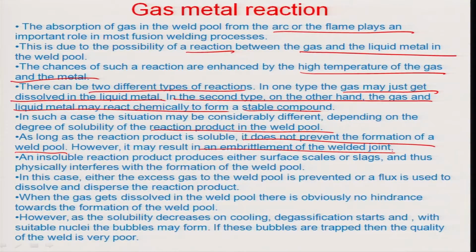An insoluble reaction product produces either surface scales or slags, and thus physically interferes with the formation of the weld pool. Sometimes this is used deliberately for making the weld impurity proof. So, the slag typically raises all the impurity matter which is available within the weld pool. In this case, either the excess gas of the weld pool is prevented or a flux is used to dissolve and disperse the reaction products.